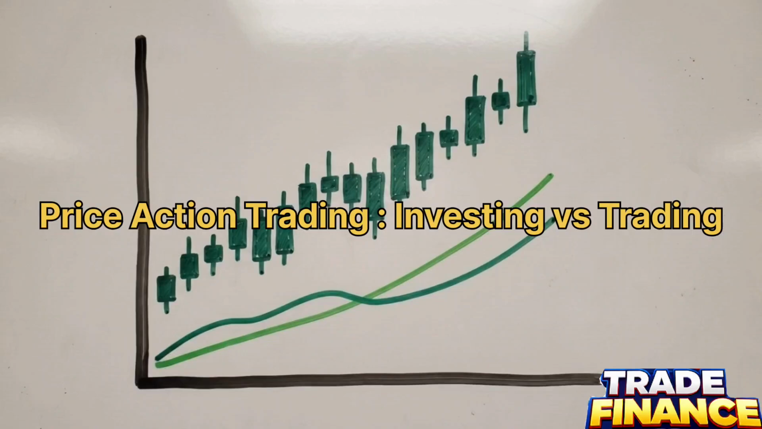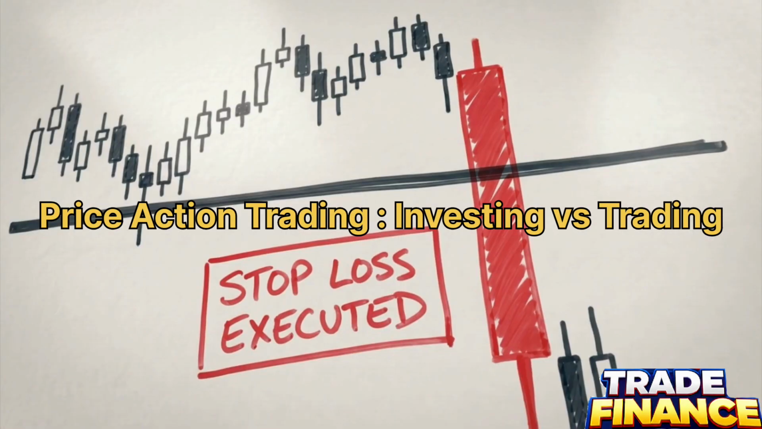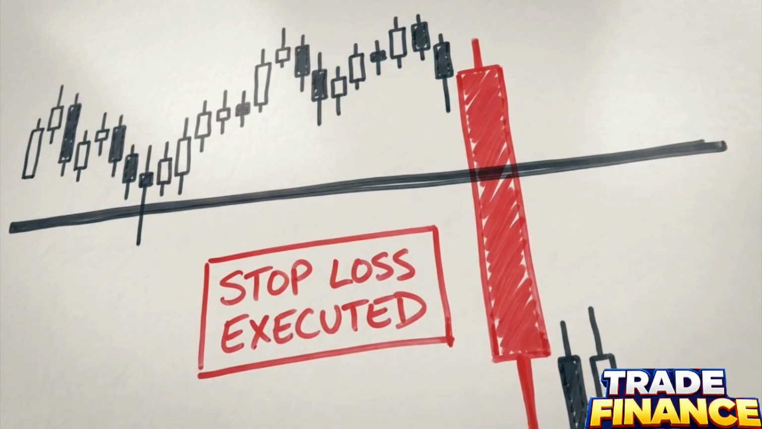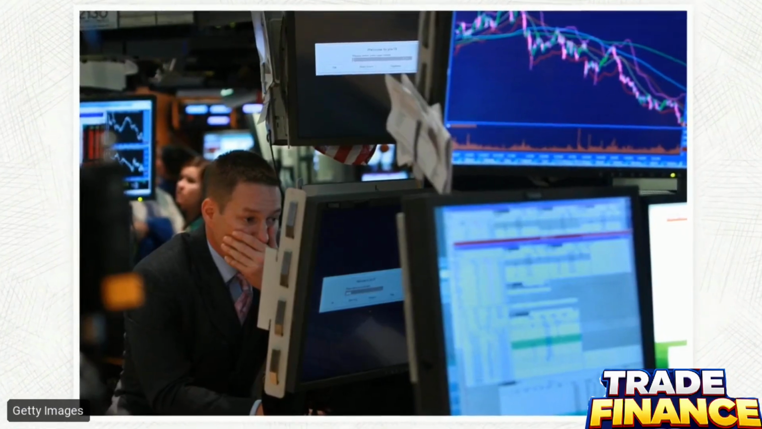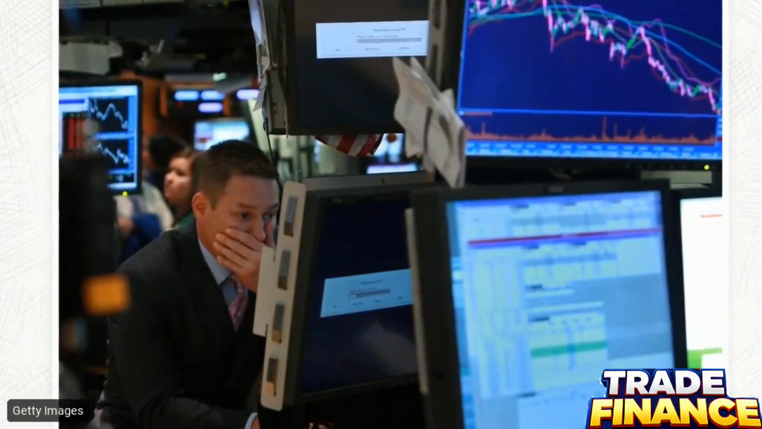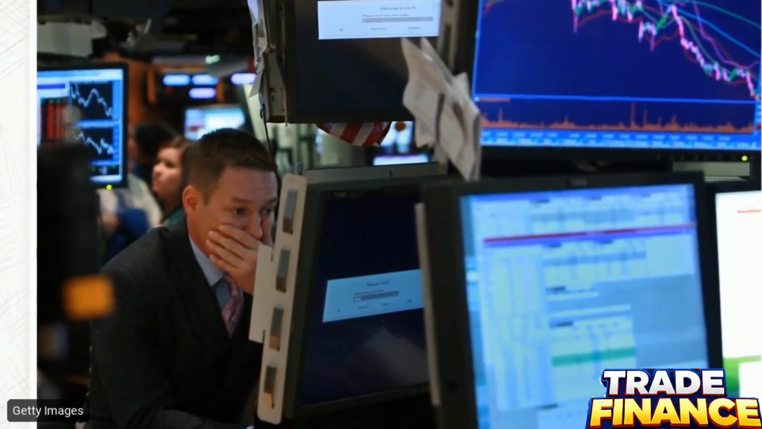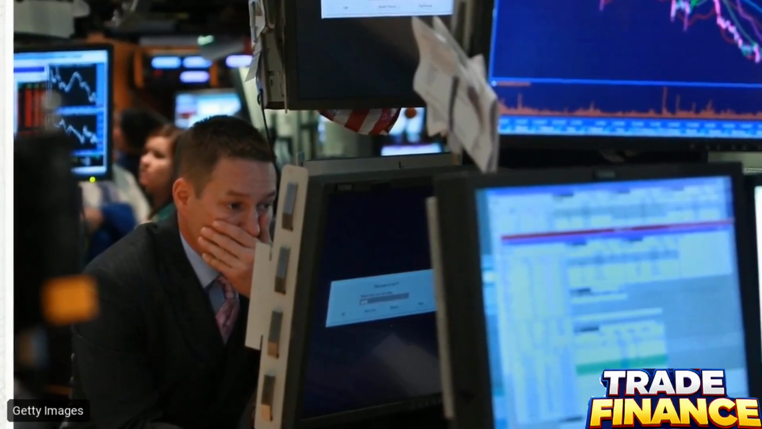You spot a textbook chart setup. The indicators align perfectly. You enter the trade and immediately get stopped out for a loss. Why do retail traders constantly bleed money on these seemingly perfect setups, while institutional money consistently profits?